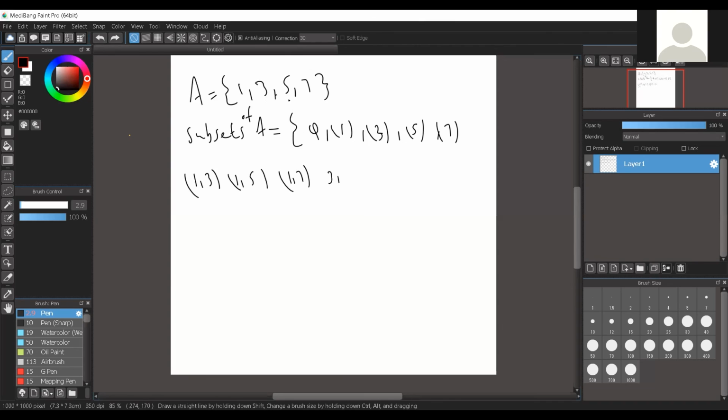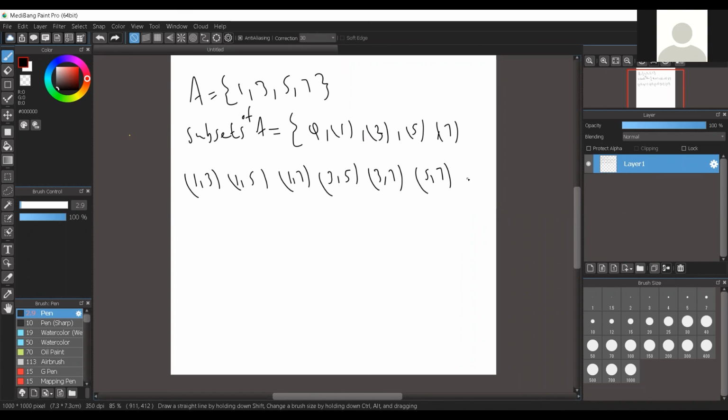So we're going to go to the second. 3, 5, 3, 7. Now we'll go to 5. Should we write 5, 1? No, it's the same as 1, 5. So not going to write 5, 1. Are we going to write 5, 3? Again no, because 3, 5 is already present. So we're going to write 5, 7. We don't repeat the same element again.